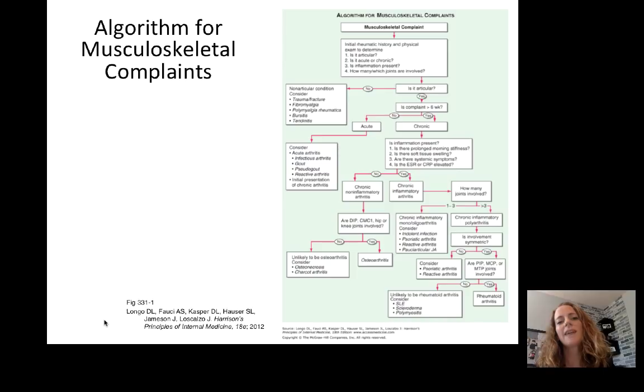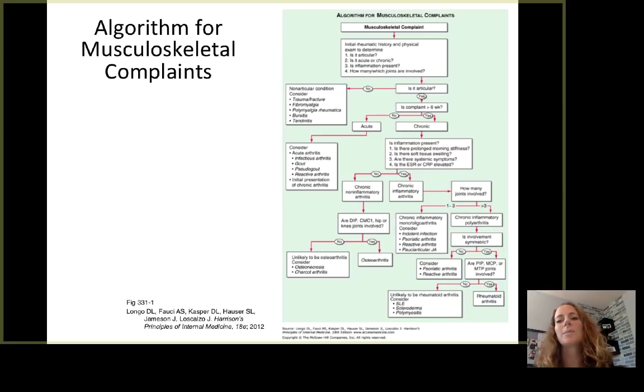Harrison's also has a nice algorithm for musculoskeletal complaints. This algorithm is used and repeated in other textbooks, including Bates. So it includes those same questions that were just posed. Is it articular? Is it chronic or acute? Does it signal inflammation? How many joints are involved? And if you have multiple joints involved, is it symmetrical?